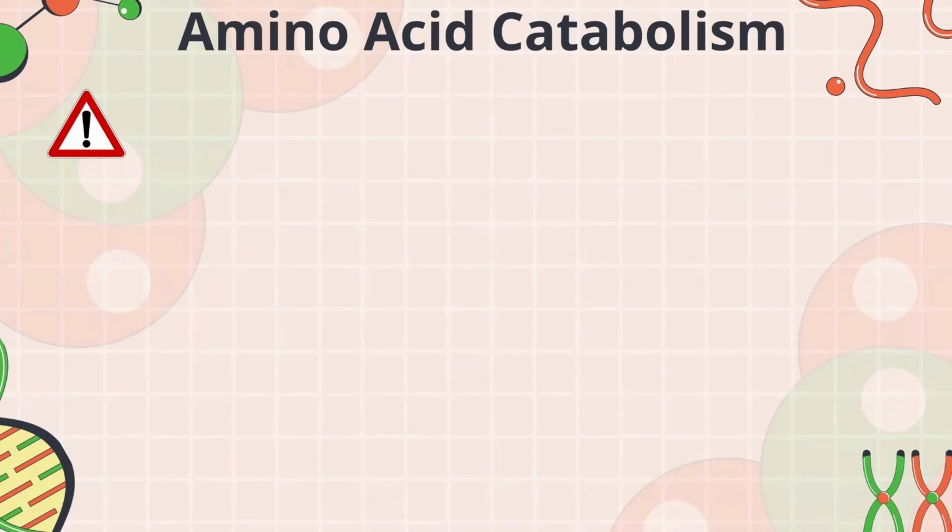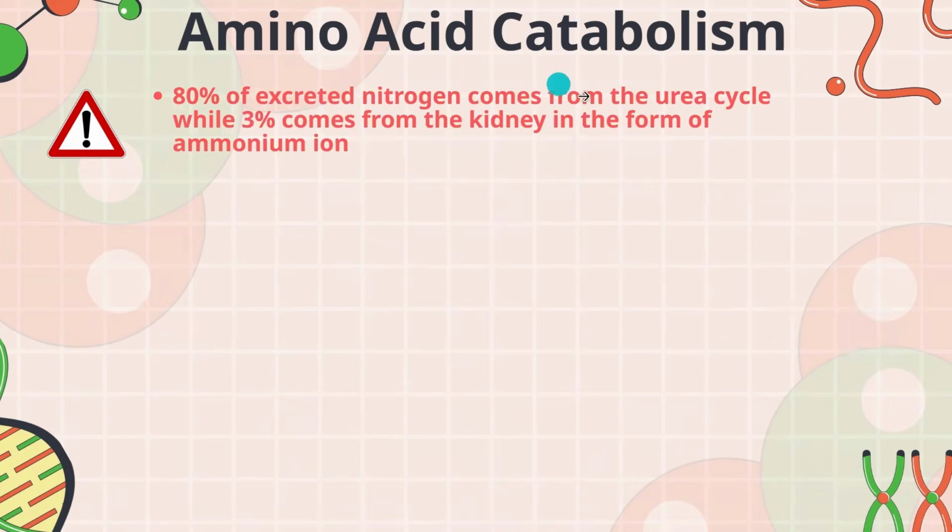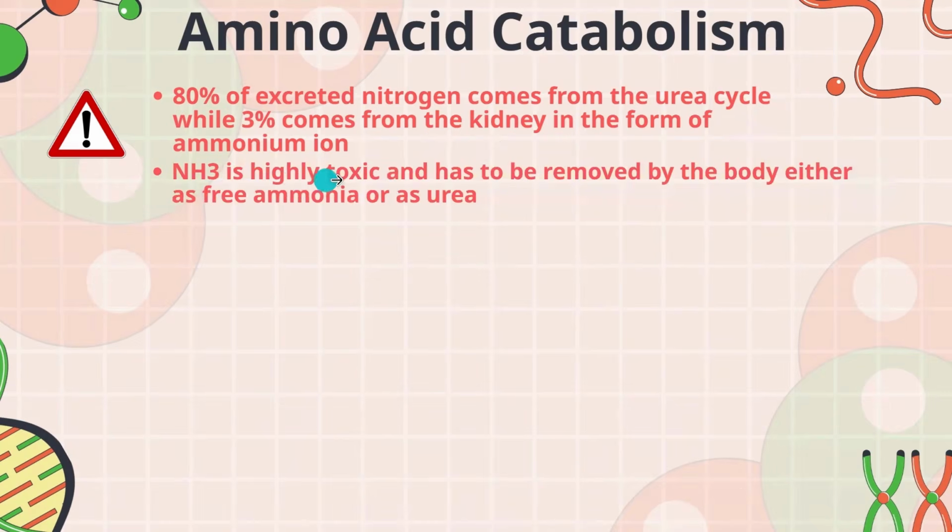To understand nitrogen, we need to understand that 80% of nitrogen comes from the urea cycle, which we will discuss later. 3% comes from the kidney in the form of ammonium. Just familiarize yourself with this. Our body rushes to excrete nitrogen in the form of ammonia or urea because ammonia itself is a highly toxic material, and it either has to be removed as free ammonia, which is NH4+, or as urea from the urea cycle.